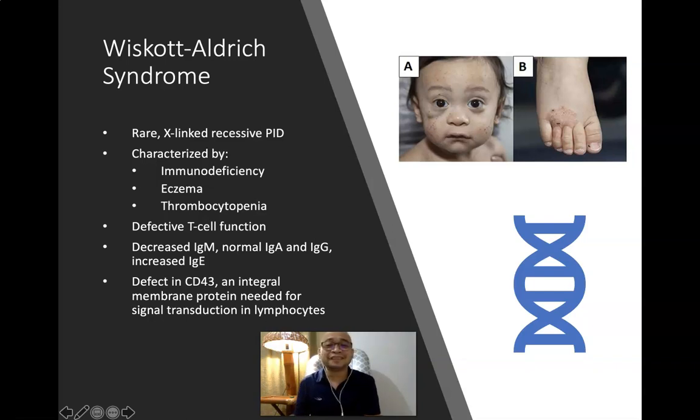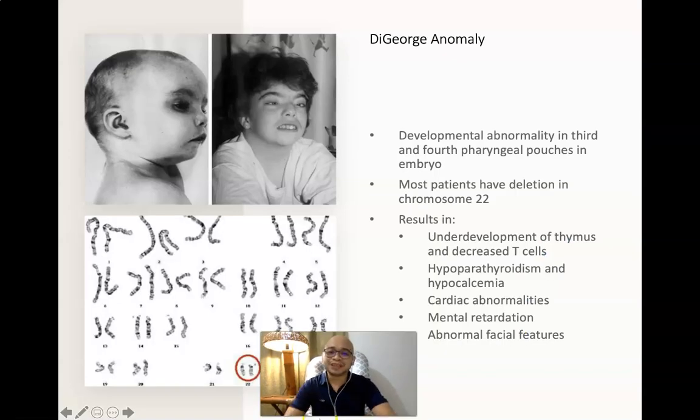The primary culprit is a defect in CD43, an integral membrane protein needed for signal transduction in lymphocytes. The gene that is associated with it is so easy to remember. We call it the WAS gene, or the Wiskott-Aldrich syndrome gene. Next, the DiGeorge anomaly.